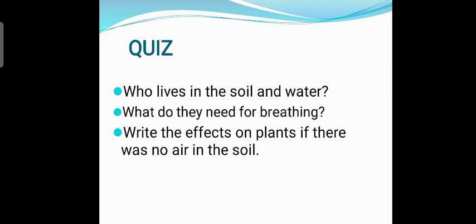Now, there are some quiz questions. Who lives in the soil and water? What do they need for breathing? Write the effects on plants if there was no air in the soil. So let's try these questions and write their answers.